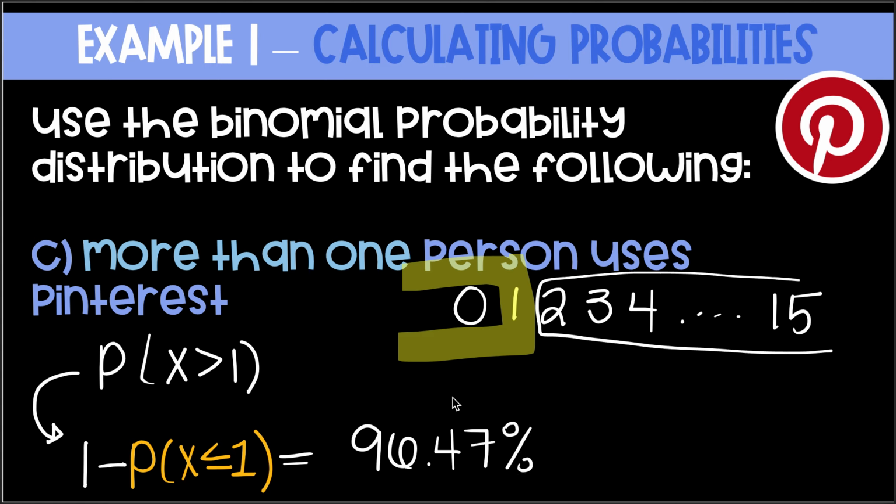You could have done it by parts. You could have found first the probability of at most 1, or the probability of x is less than or equal to 1, and then subtracted it from 1. But because we have the Desmos calculator and you can do it all straight in one shot, feel free to do it all together.